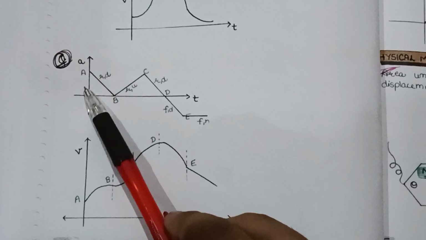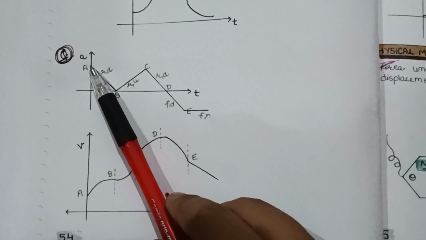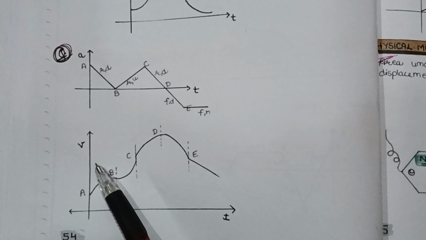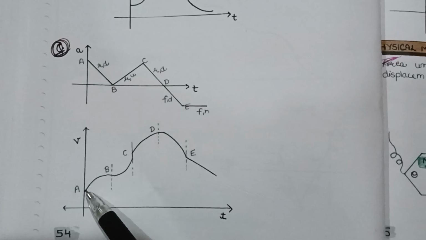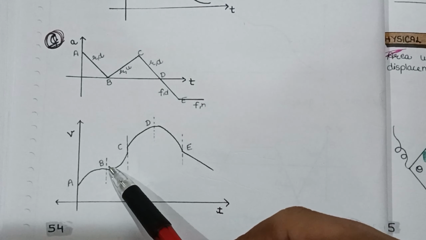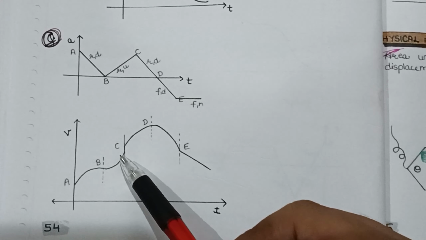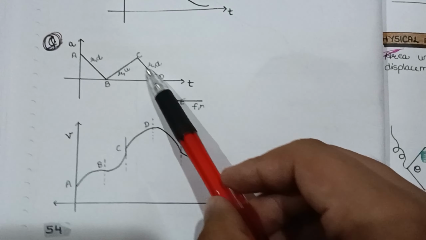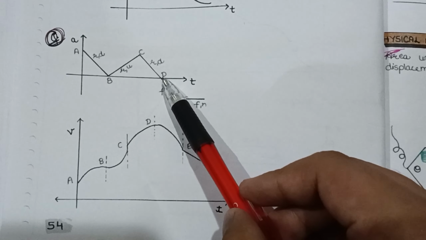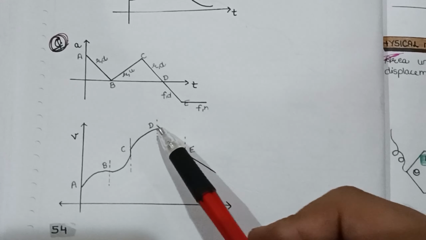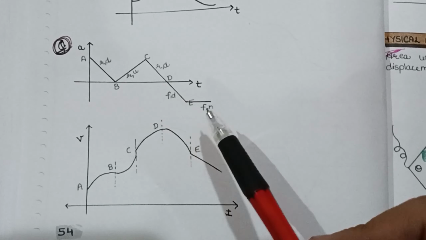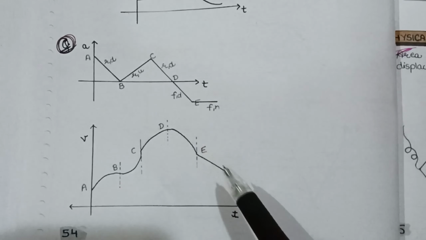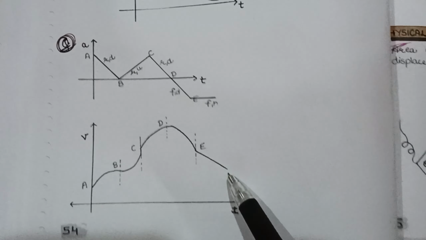Now the next question. Here we have been given an AT graph which we have to convert into a VT graph. So this line corresponds to this type of line in the VT graph. This line in the AT graph corresponds to this line in the VT graph. This line in the AT graph corresponds to this line in the VT graph. This line in the AT graph corresponds to this line in the VT graph, and this line in the AT graph corresponds to this line in the VT graph.